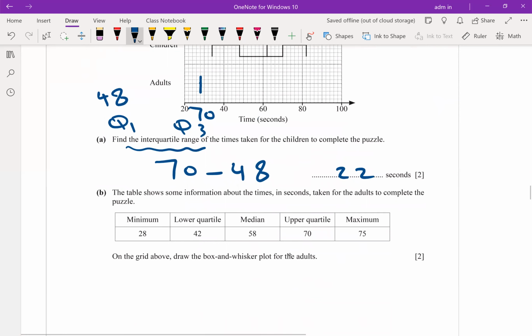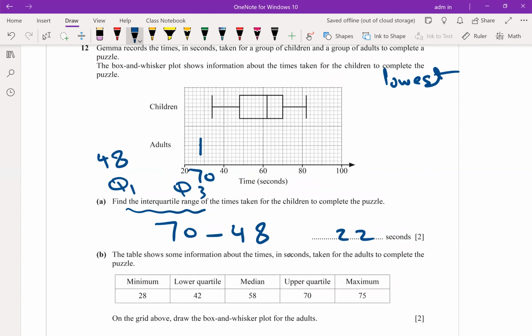The lower quartile is 42. The median is 58. Upper quartile 70. The maximum is 75. 70, 72, 74, 75. You have to draw it exactly the same. These are the points. Draw a rectangle by using a ruler. Try to make the same width.